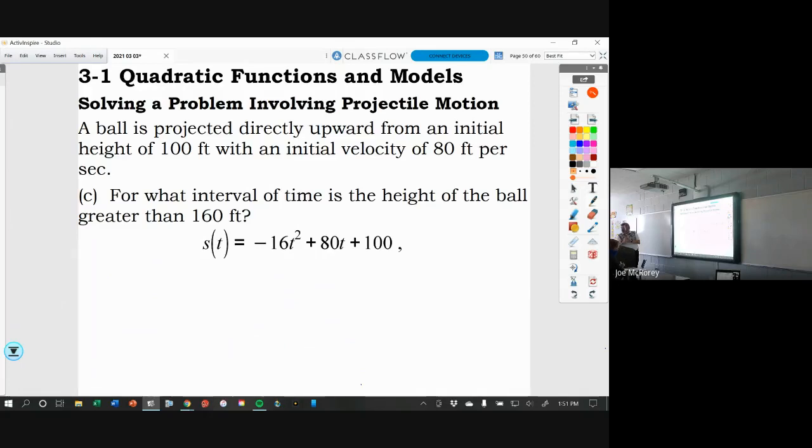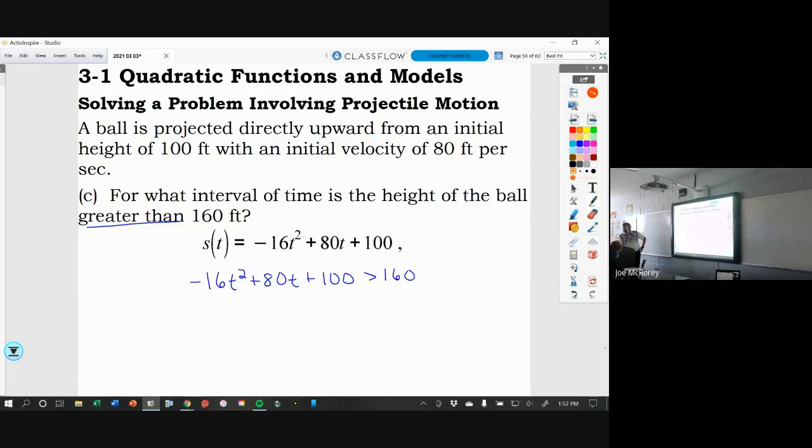Plug in 160 for S of t. S of t represents where the ball is at any given time. So we want the ball to be at 160. We don't know the time. So here's how I'd write this. Negative 16t squared plus 80t plus 100 is greater than 160.